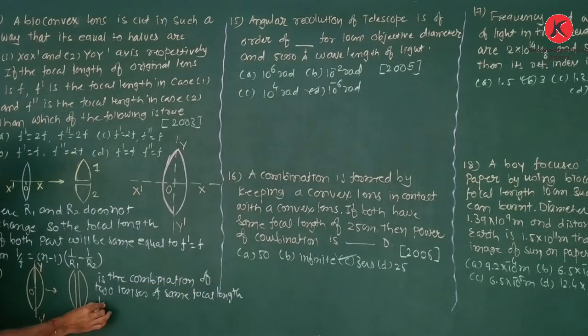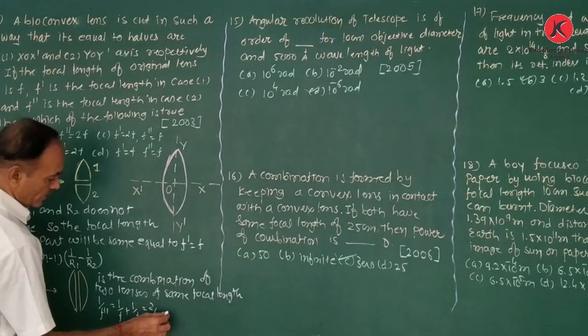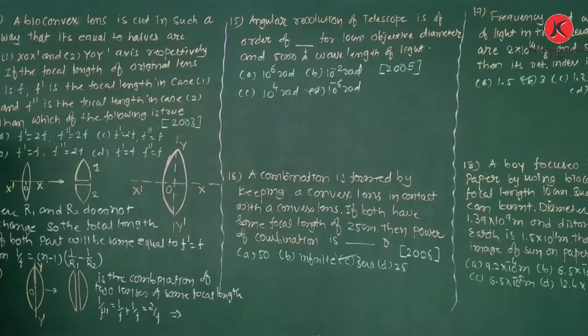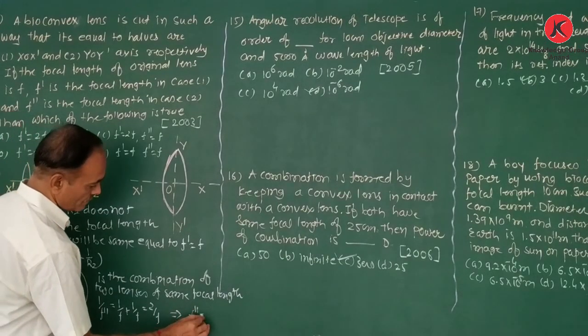Therefore, 1 upon f double dash is equal to 1 upon f plus 1 upon f, that means 2 upon f. Therefore, f double dash is equal to 2f.